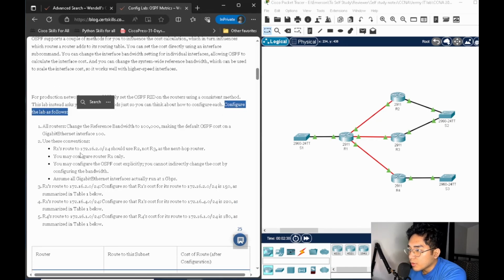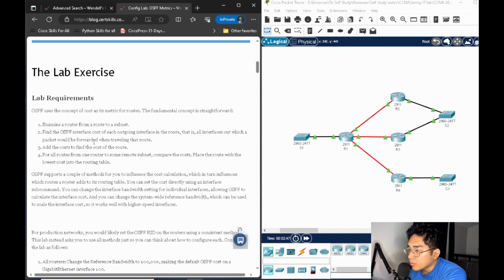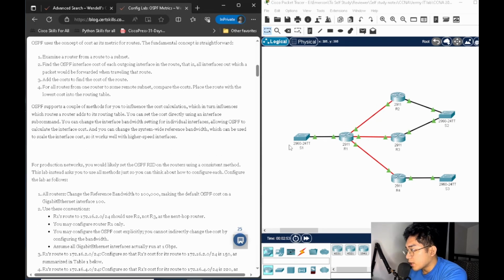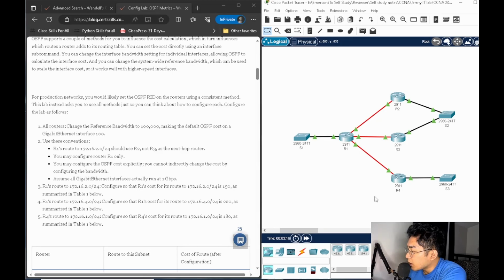So let's configure the lab as fast as we can. First, the OSPF concept. This is an explanation. Basically, OSPF is a cost-based routing protocol. It uses cost for routing, and there's a computation to determine the total cost of a route. So first, let's try and name these exit points.